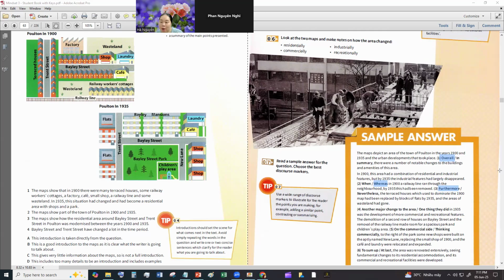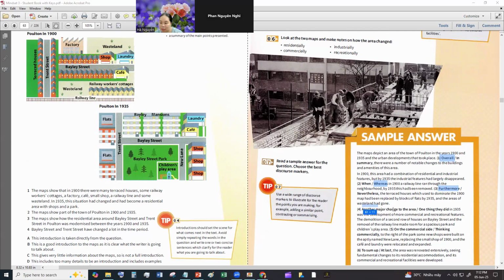Very good. Okay, so you see there, body paragraph 1 focuses on residential and industrial features. So this is one way you can approach map description, okay? So instead of describing each map in each paragraph like Miss List's sample, you can approach this task by category like this. Okay, so let's continue. Number 4, please.